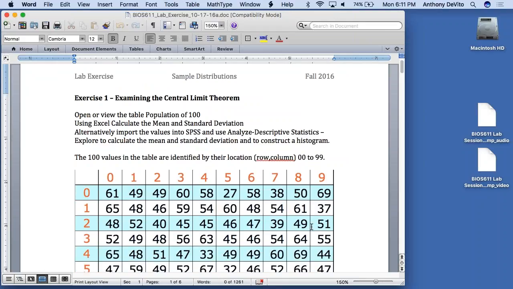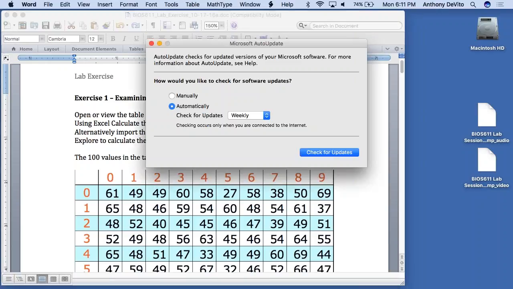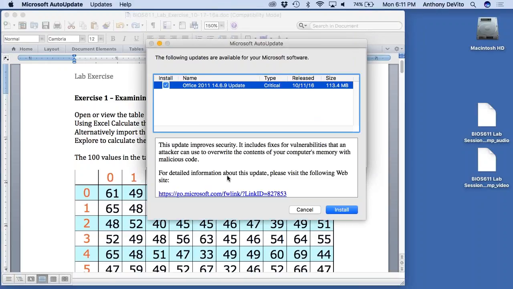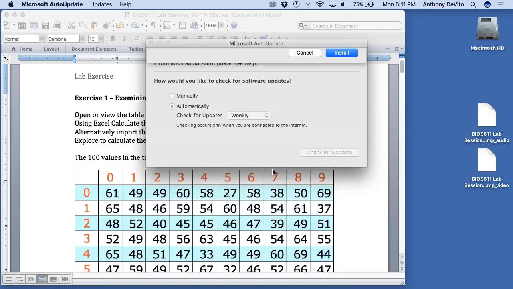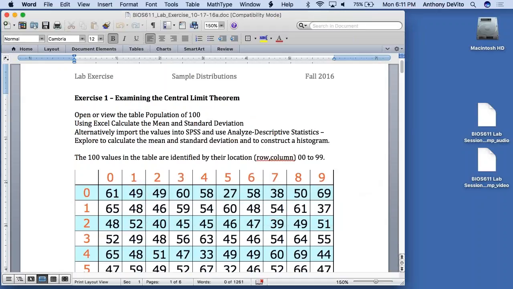Okay, so let's talk about this idea of distinguishing between a population and samples. When we take a sample, if we want a representative sample, we want our sample to look like the population. We want it to represent the population. So we very rarely get to know everything about a population.